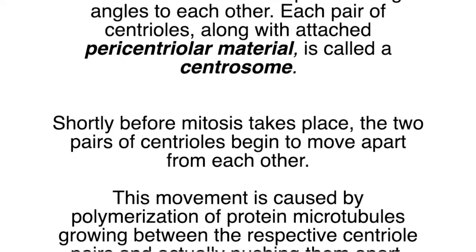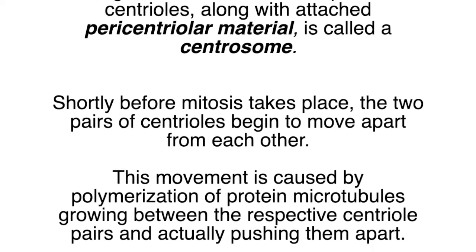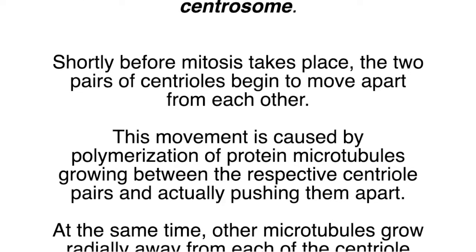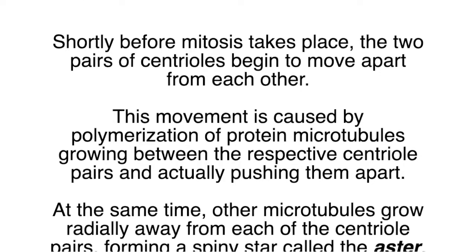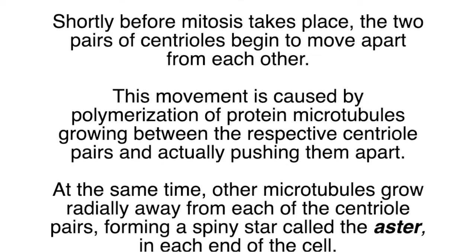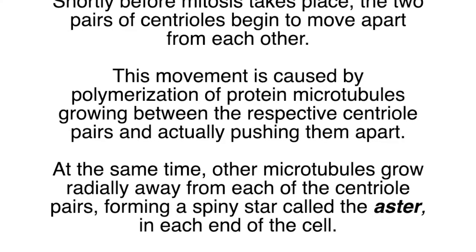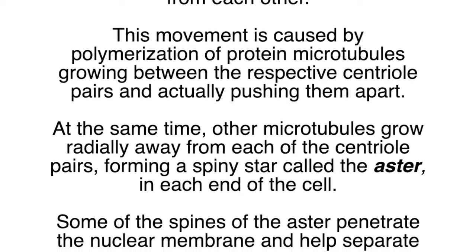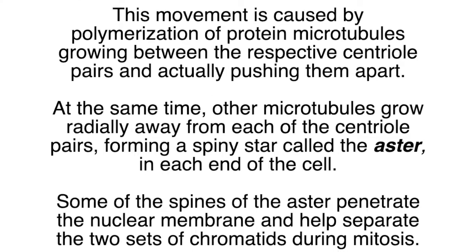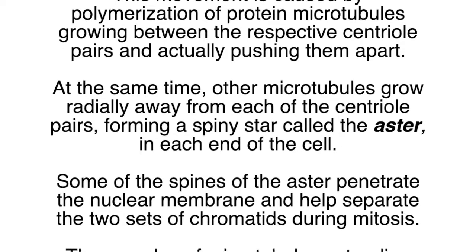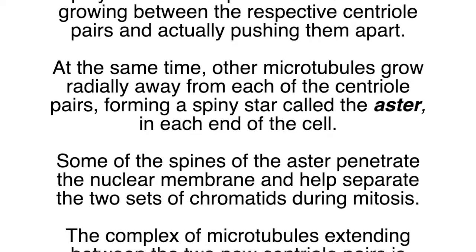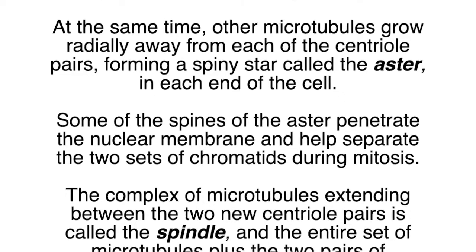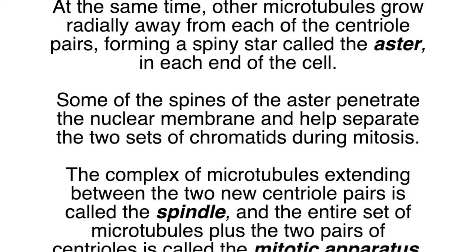Shortly before mitosis takes place, the two pairs of centrioles begin to move apart from each other. This movement is caused by polymerization of protein microtubules growing between the respective centriole pairs and actually pushing them apart. At the same time, other microtubules grow radially away from each of the centriole pairs, forming a spiny star called the aster in each end of the cell.